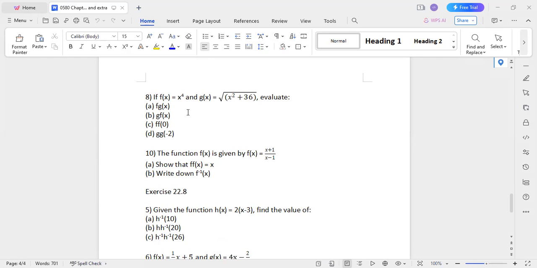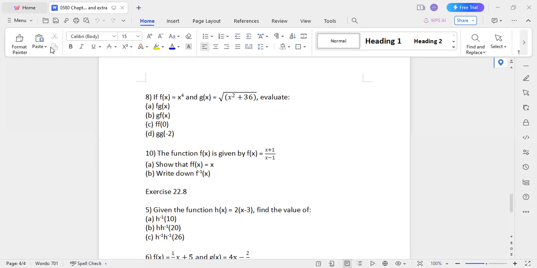The fg of x would be x squared plus 36 squared. Yep, correct. Because when you root x squared plus 36 to the power of 4, half times 4. Right. How about gf of x? Is it square root of 8x to the power of 8 plus 36? Yes, good. Because when you go x squared, you get x to the power of 4 and you square it, 4 times 2. All right. Yes.